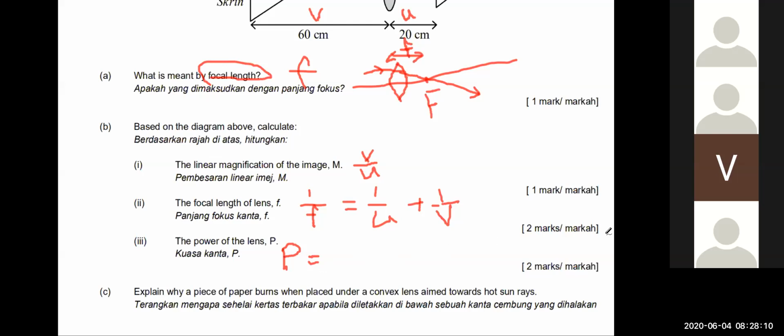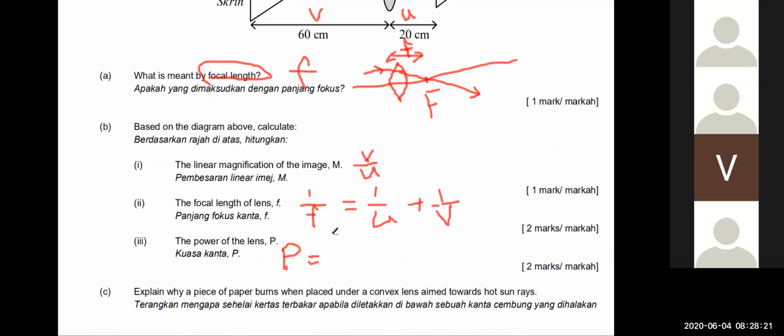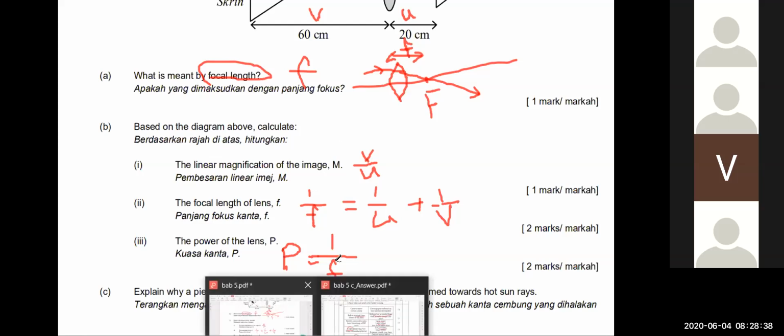Chan Yi Jin, how to find power? You don't know. Okay, never mind. 1 over F. Very good. Correct. Power is 1 over F. But remember, this F must be in meter, must change to meter, cannot use cm. Understand? Okay, now you know the formula, right? Now I show you the answer.